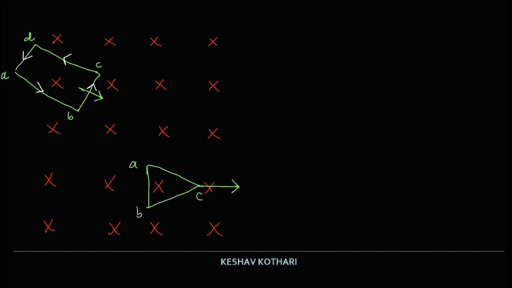So in order to oppose the increasing flux, the direction of current is in the counterclockwise sense so as to oppose the cause of increasing magnetic flux.